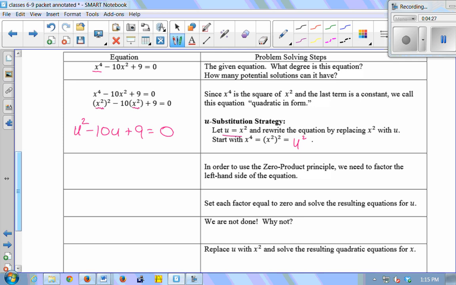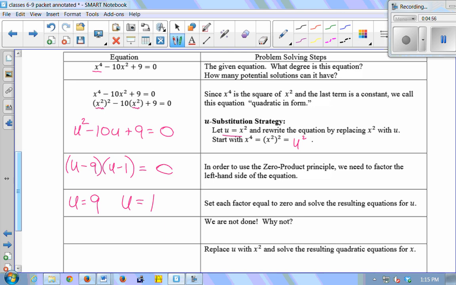And then, do you know how to solve this thing? You can factor it and solve it, yeah. So we factor the left-hand side, and I have u minus 9, u minus 1 equals 0. Set each factor to 0 and solve. We get u equals 9 and u equals 1. But we're not done. Why not? Why aren't those the answers?